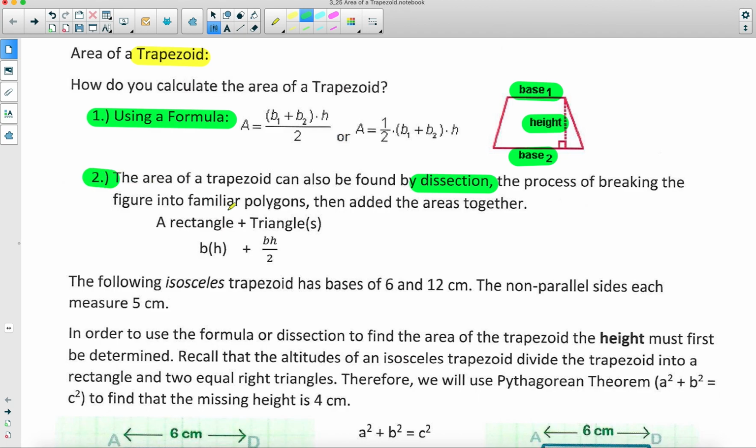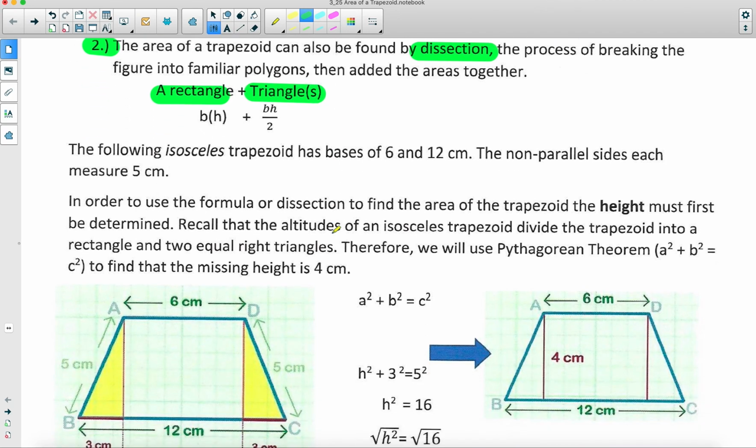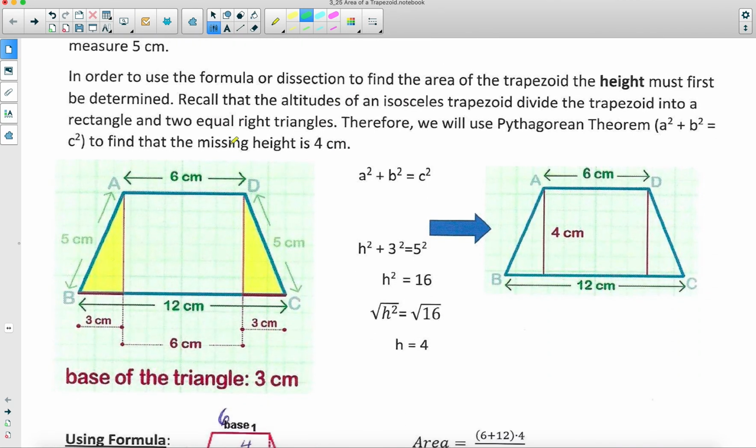You can fill out the diagram and decide, oh, maybe the formula is easier, I can figure out the base and the height. Maybe you feel like breaking it apart into a rectangle with a triangle or multiple triangles is easier for you. So we're just going to walk through the example that we had on your worksheet and see how it works. We're going to do it both using the formula and also by dissection.